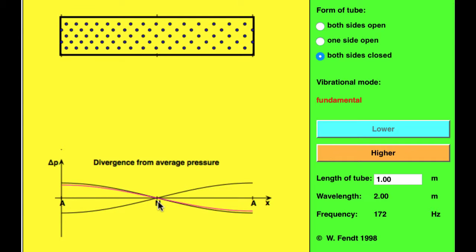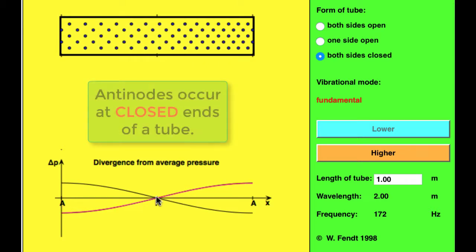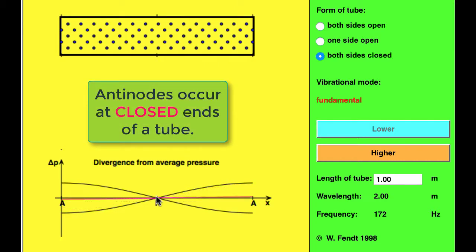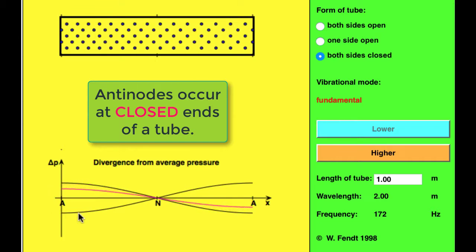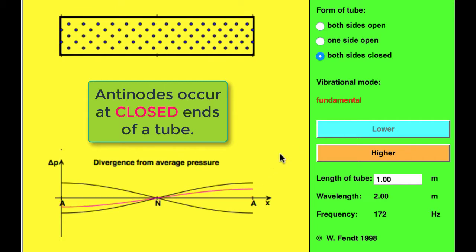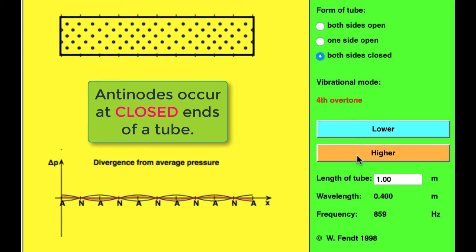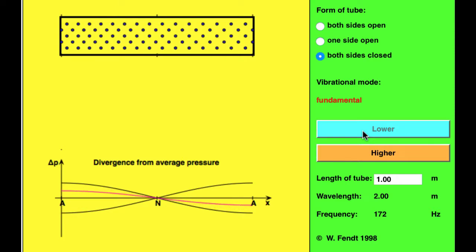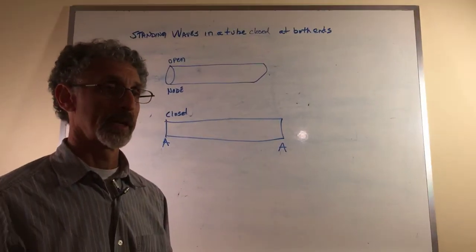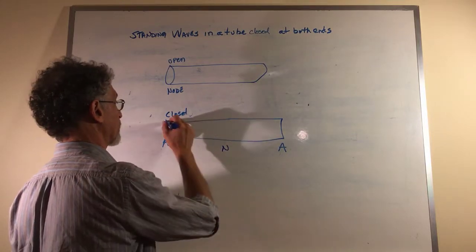So the nodes and the antinodes are the opposite of what we have in a tube that's open at both ends. So our new rule is with a tube that is closed, there is an antinode at the closed end always. And just like an open tube, as we get more harmonics, we get more nodes and antinodes. So if we have an antinode there, we'll have a node in the middle.